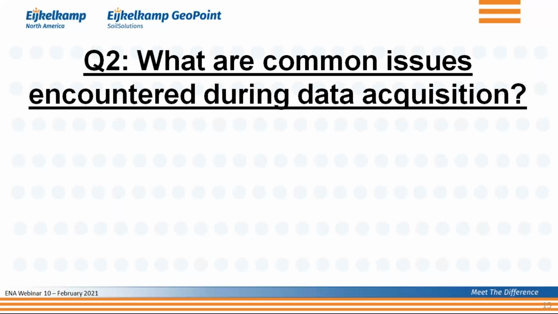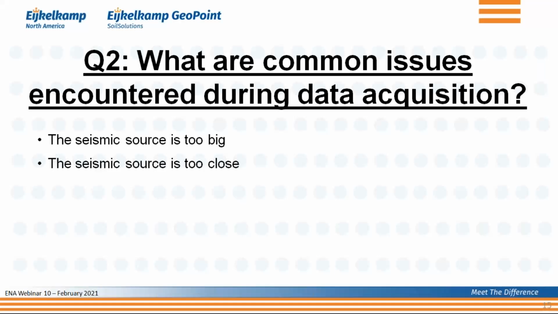So one of the questions is, what are common issues encountered during data acquisition in the field? Well, that's an interesting question, but also a pretty complex question, because there are all kinds of issues that can be encountered. But I want to focus on a few major ones, and that is the seismic source. We already saw some pictures before, but to give some ideas, the seismic source can be too big, can be too close, it can be slipping. Let's just take them one at a time to give you an idea what I mean by that.